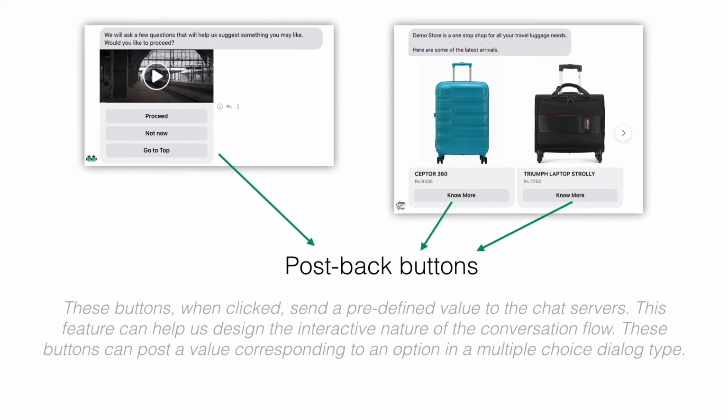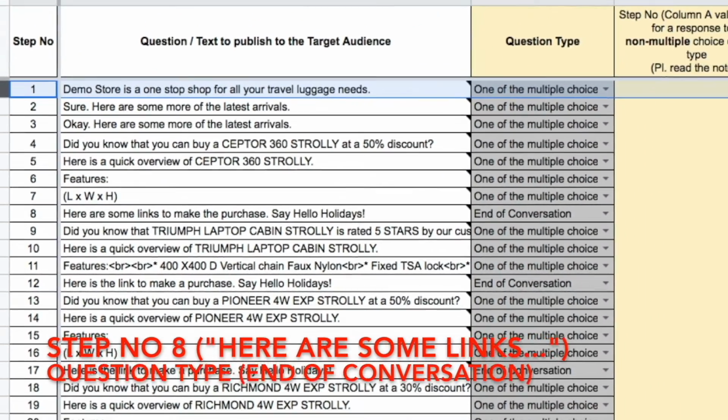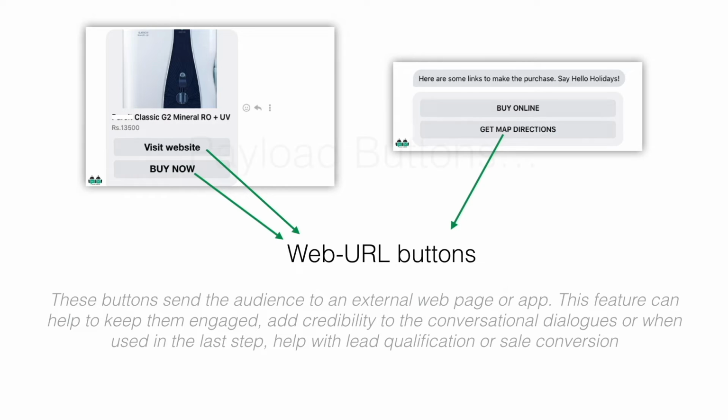Postbacks are used to send a pre-configured value back to the chat servers. If the correct values are configured, these buttons can be used for navigating the audience through the conversation in a neat interactive manner. Web URL buttons can send the audience to an external website or page or app. This feature can help to build credibility to the chat conversation, while maintaining the chat session. This can also be used to qualify the lead or convert a sale, when used in the last step in the conversation, which we call end of conversation.